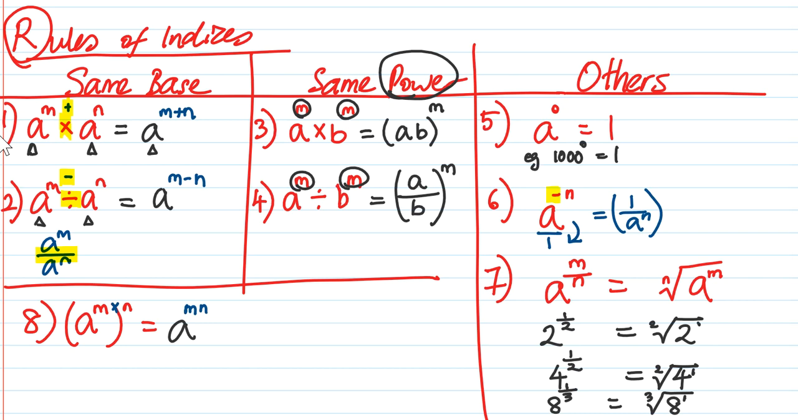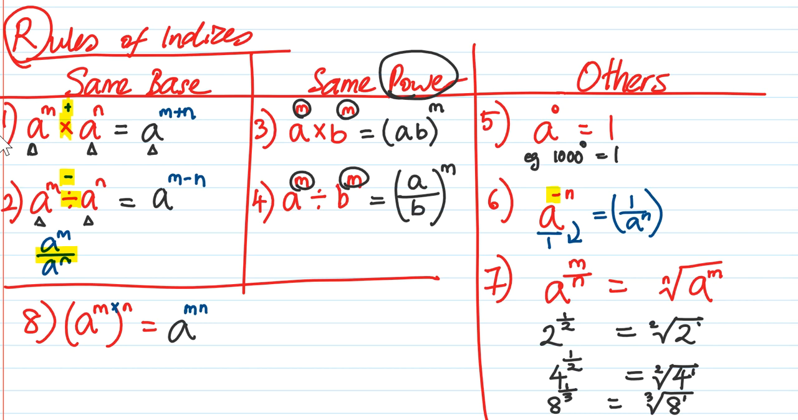And of course we have others, which is if a to the power 0, anything to the power 0 is 1. You can have 1,000, 1 million to the power 0, your answer is still 1. So please do check out, if it's power 0, just put it as 1. Because this can save you quite a lot of time.